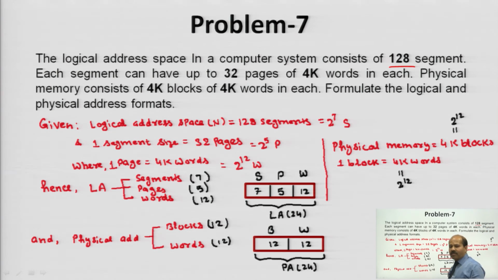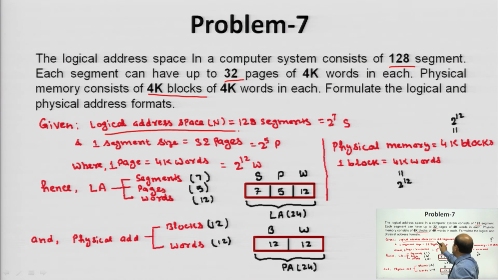It is a problem of memory management hardware, where the virtual memory is converted into a number of segments, and there are 128 segments of varying size, and each segment can have up to 32 pages of 4k words in each. So, physical memory consists of 4k blocks of 4k words in each, obviously, once the page size equals the size of a block. So, first we will calculate the logical space.